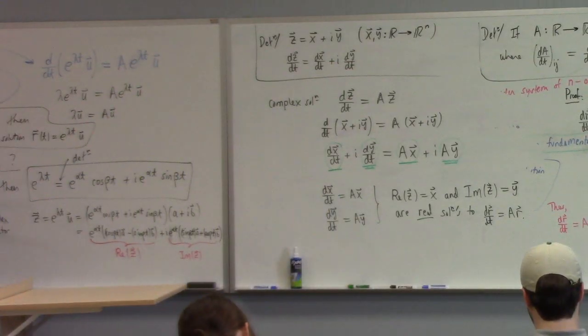Every time we get a complex solution, we get a twofer. We get two real solutions for the price of one complex solution. That's very cool, I think.